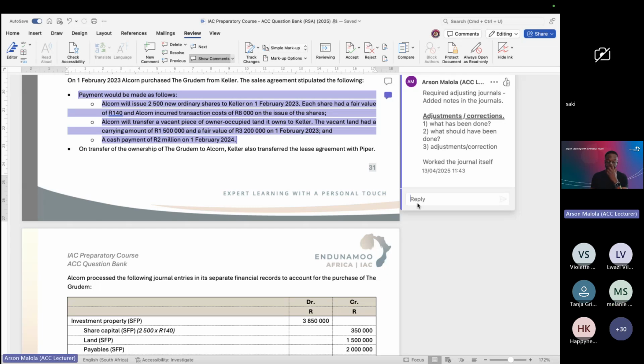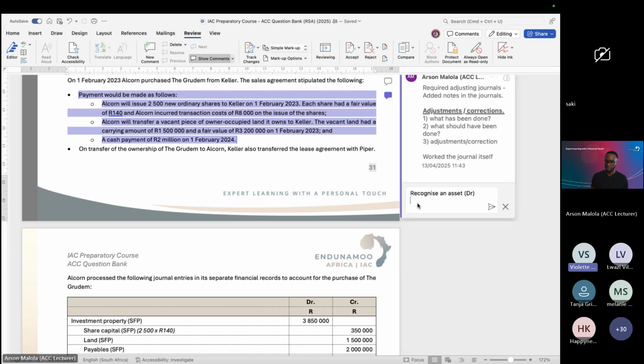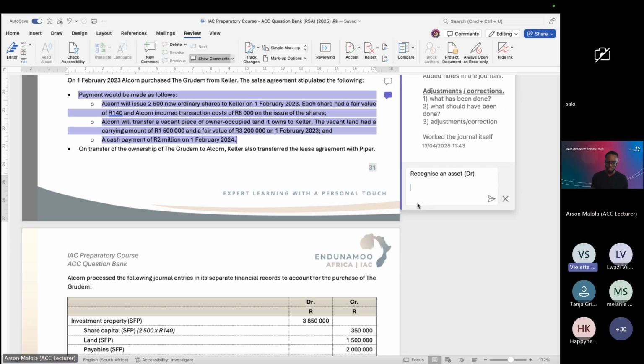Right, great, fantastic. Violet, do you want to go before I wrap it up? Isn't it that we're purchasing this property? So I'm obviously going to recognize this asset, so I'm going to debit it, and then the rest is obviously the equity. I'm going to recognize equity, so it's a credit, based on the calculation that Melanie did. Then I'm going to recognize cash. Okay, then I'm stuck with the transfer of the vacant land.